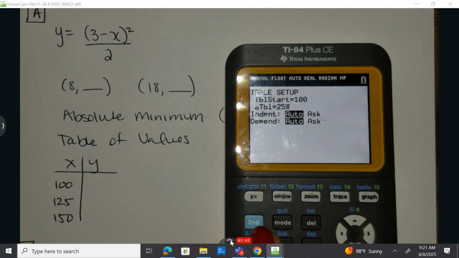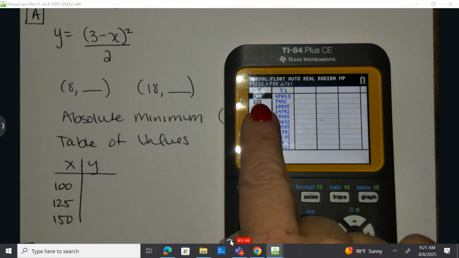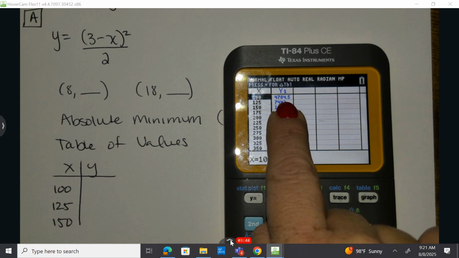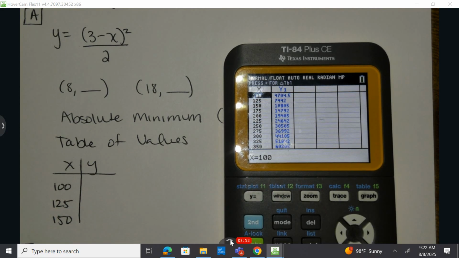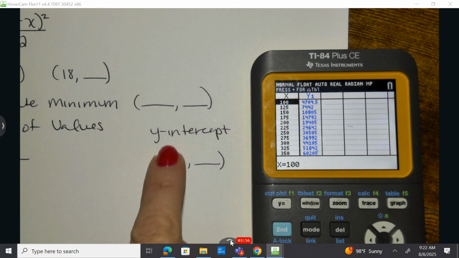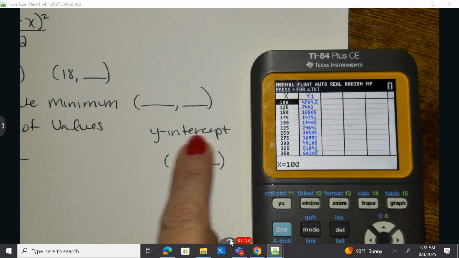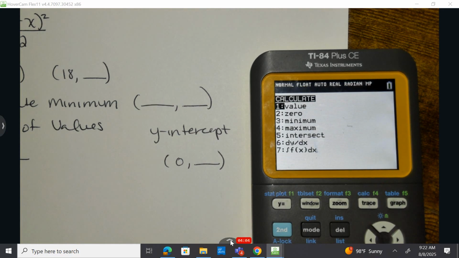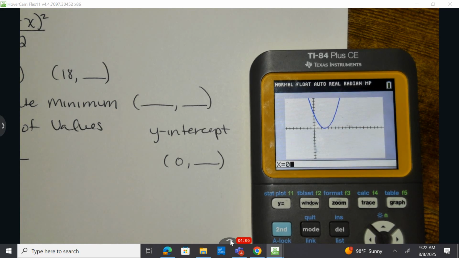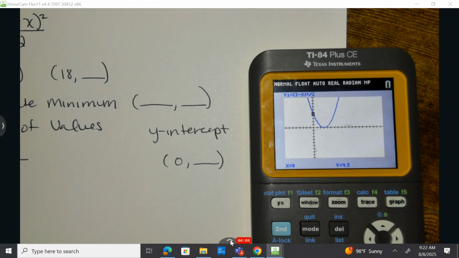Now to actually look at the table, notice that table is in blue. So I hit second table, and we can see what 100 corresponds to, what 125 corresponds to, and what 150 corresponds to. How do we identify the y-intercept? Well, the y-intercept will always have an x value of 0. So I can do second, calculate, value, and type in 0. We can see 0 corresponds with 4.5.